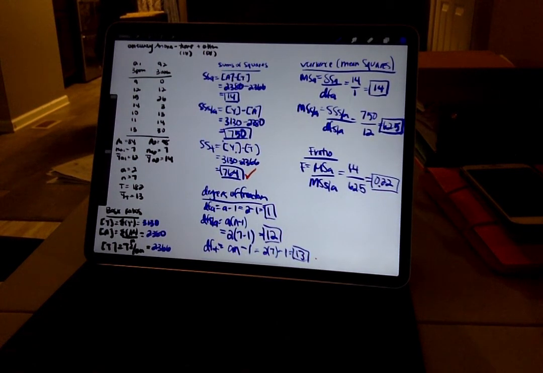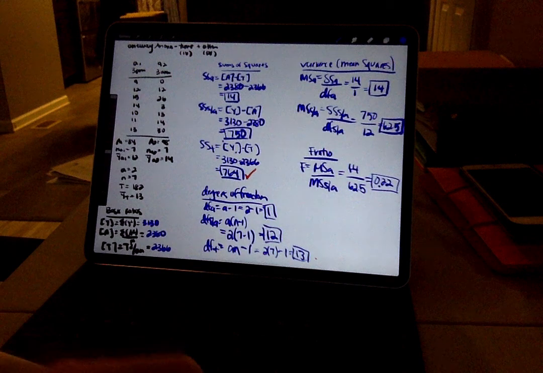So in the next video, I'm going to put all these numbers together in the ANOVA summary table, and then we are going to evaluate our F ratio.